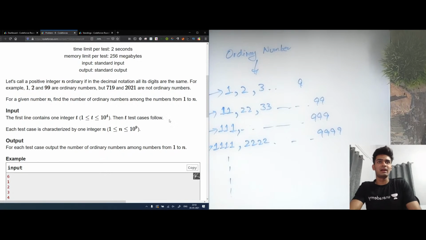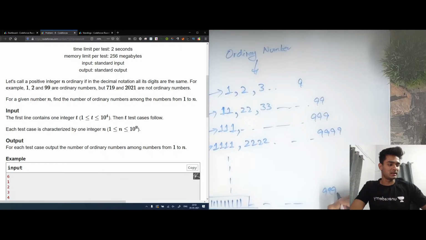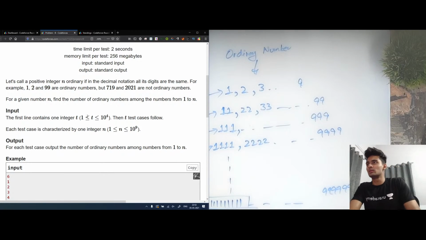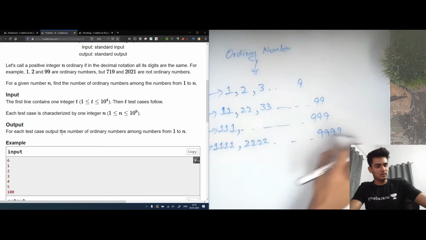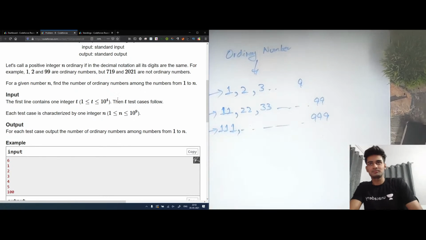Because we are given that n is actually less than 10 to the power 9. So basically, the last value will be 1, 1, 1, 1. So basically, this is 9 times 1, and similarly for 9 as well, so we'll have 9 times 9 as well. So, okay, I hope this is okay. So what ordinary number means in this problem, I hope that is clear to everybody. Okay, now let's see how to do this problem.